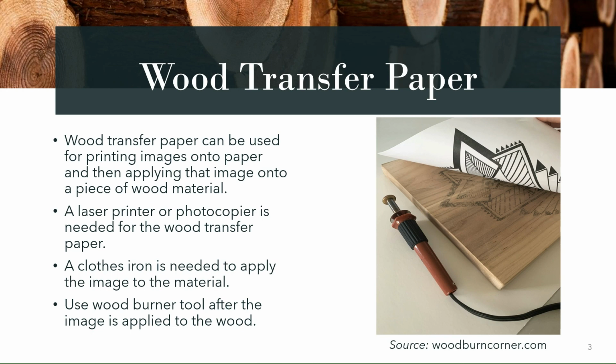Wood transfer paper. Wood transfer paper can be used for printing images onto paper and then applying that image onto a piece of wood material. A laser printer or photocopier is needed for the wood transfer paper. A clothes iron is also needed to apply the image to the material, as heat is needed to apply the image. Use a wood burner tool after the image is applied to the wood.